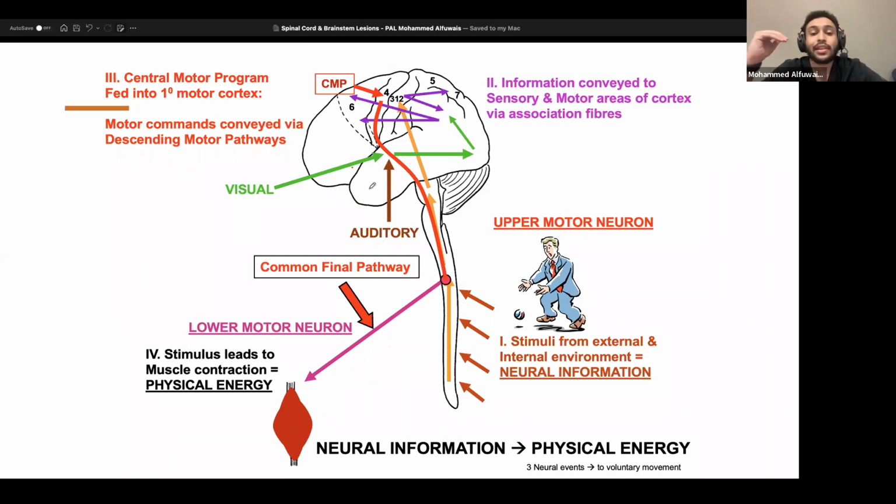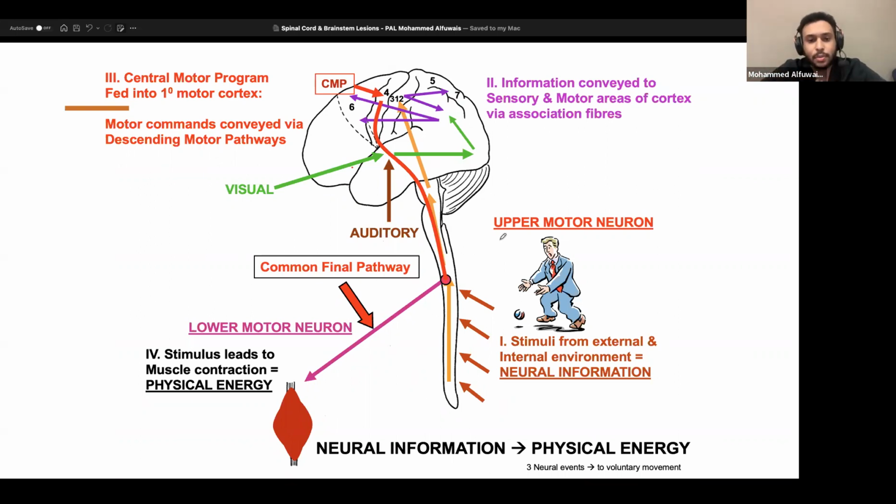Versus if you cut the lower motor neurons, which are the anterior gray horn cells, for example, if you have damage there, you won't be able to innervate the muscles anymore. So with no innervation of the muscles, it will lead to a flaccid type of paralysis. Exactly. So it will lead to a flaccid type of paralysis.